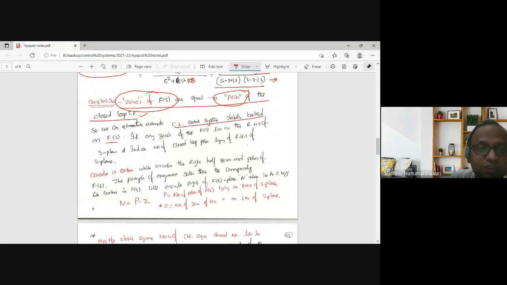So what is F(s)? F(s) is a function given by one plus the open loop transfer function, that is, the characteristic equation. The characteristic equation is equal to 0. If no zeros of F(s) lie on the right hand side of the s plane, I can conclude that no closed loop poles lie on the right hand side of the s plane. The system is stable.